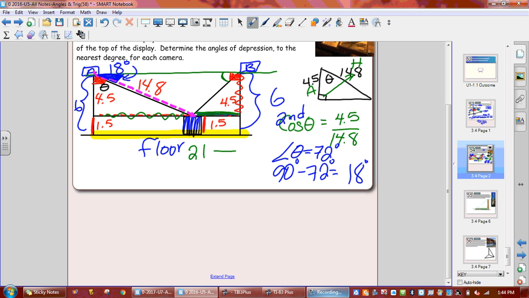Now, am I able to find that piece? We sure can. We can use SOHCAHTOA or Pythagorean theorem. I can go 14.8 squared, subtract 4.5 squared, and I'm going to get this squiggle line on the left. We can find that guy. So how big is this squiggly line I'm coloring in green? If you use your Pythagorean theorem, 14.8 squared minus 4.5 squared, and square root the answer. So how big is it?